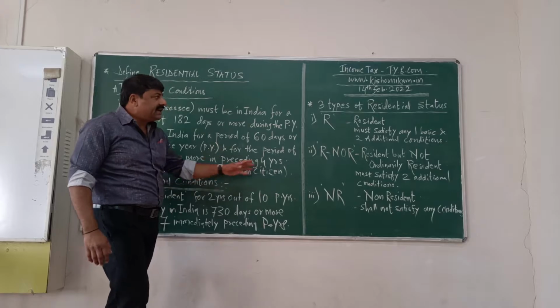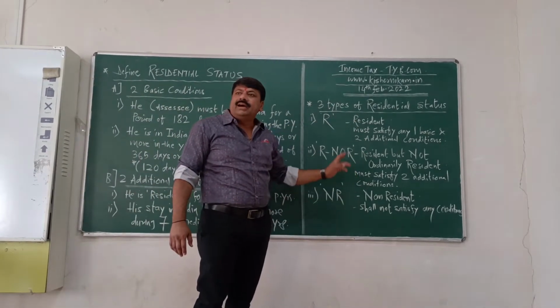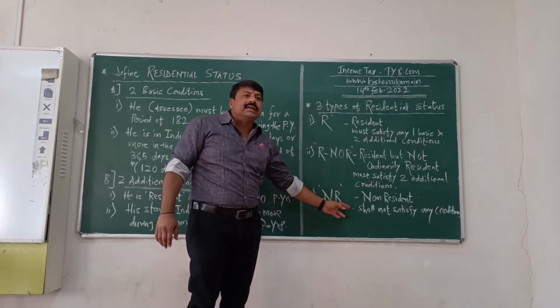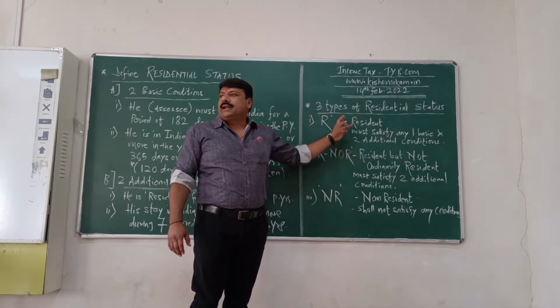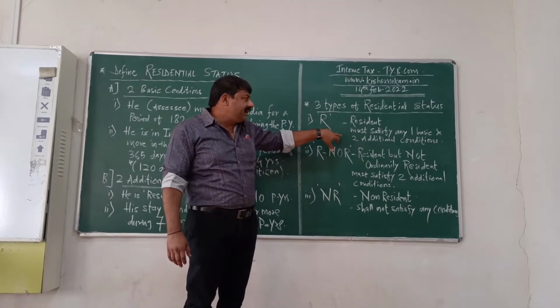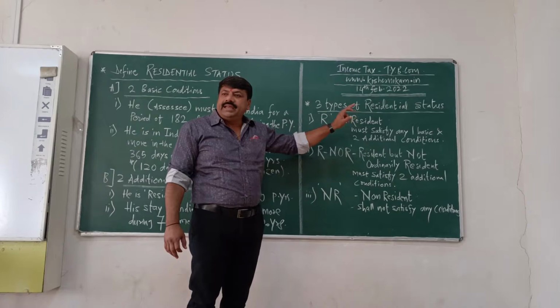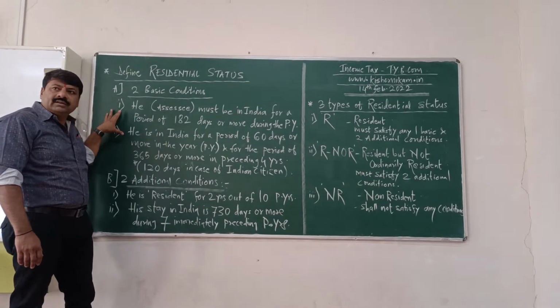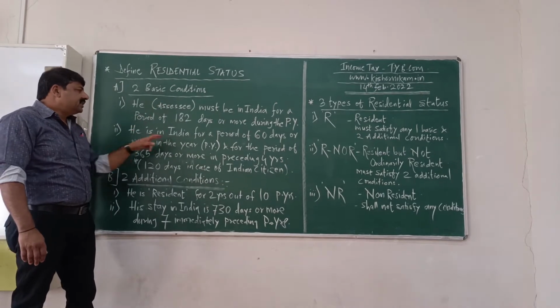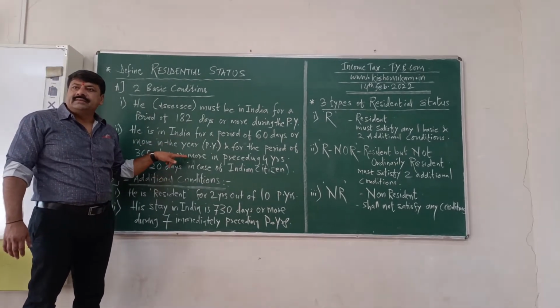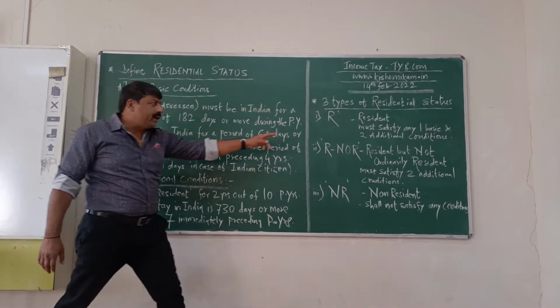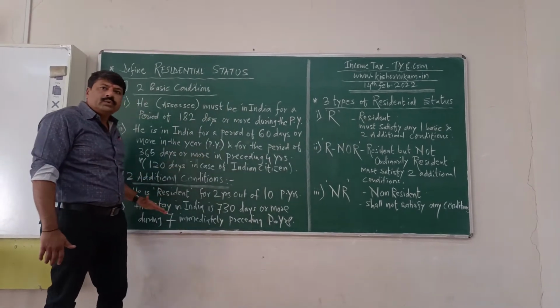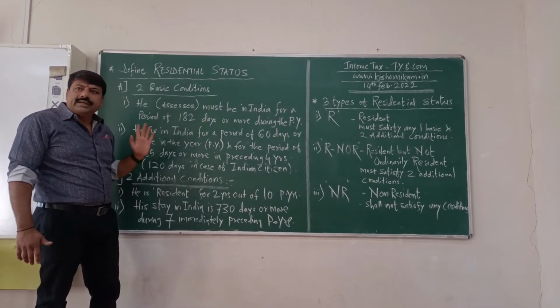Okay. Now 3 types of status are given. Number 1 is R, second is RNOR, and third is NR. R means resident. Who is resident? He must satisfy any one of the basic conditions, these two conditions, any one, 182 days or 365 days or 120 days, depending upon the case, and the 2 additional conditions he has to follow. He will be a resident of India.